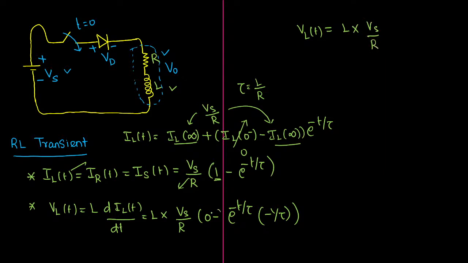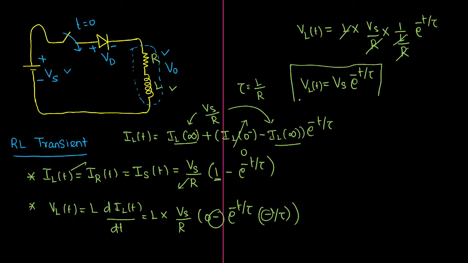If you observe, this minus into minus will be plus. So I am putting plus 1 by tau into 1 by tau only, minus will not be there. Tau is equal to L by R, so I am replacing tau by L by R into e power minus t by tau. So this R will be cancelling, this L will be cancelling out. So finally what you will be observing here, it will be simply equal to supply voltage Vs into e power minus t by tau. See the beauty of this circuit.